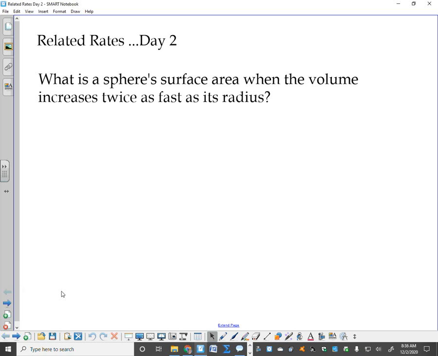All right, so day 2 of related rates. It says, what is the sphere's surface area when the volume increases twice as fast as its radius? What is a sphere's surface area? So I want just surface area, not the rate of change of the surface area. I just want the surface area. Surface area formula.